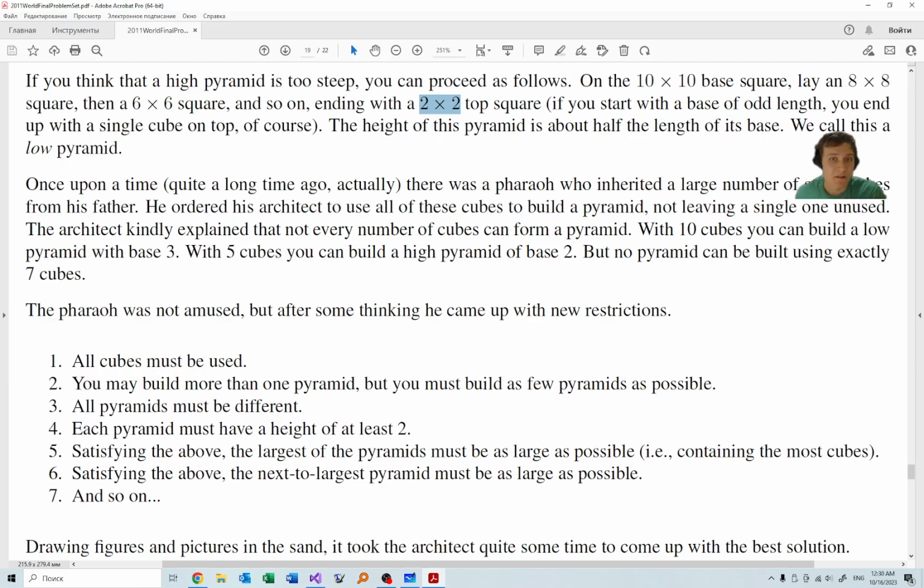After that, we have a pharaoh. Is it pronounced pharaoh? I don't know. Let's call him the Egyptian king. So the Egyptian king has a lot of stone cubes, and we need to build several pyramids from these cubes, one or more. We cannot leave a single one unused.